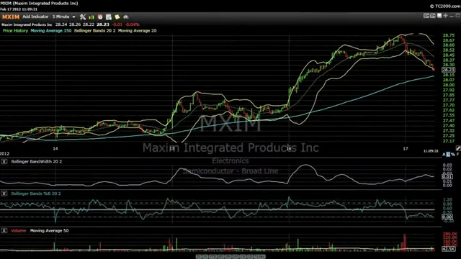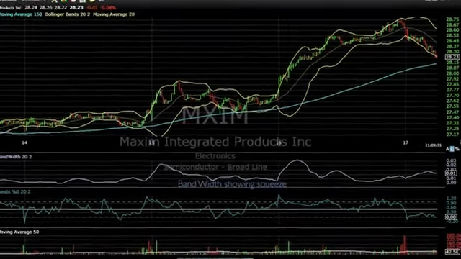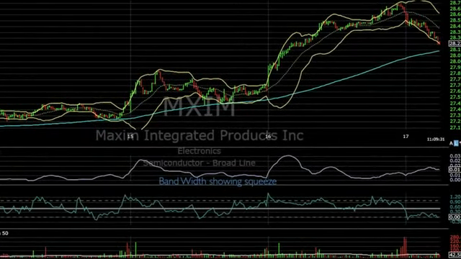Another example here is Maxim. It's a long trade instead. We have bandwidth showing a squeeze. We're seeing a low reading. We're seeing that the %B is above the midpoint, telling us that price has been closer to the upper band than the lower band, telling us that buyers are aggressive. It's showing momentum prior to the breakout. The entry is when it takes out that little resistance there, and we get a volume increase. The volume increase is kind of confirming the move.